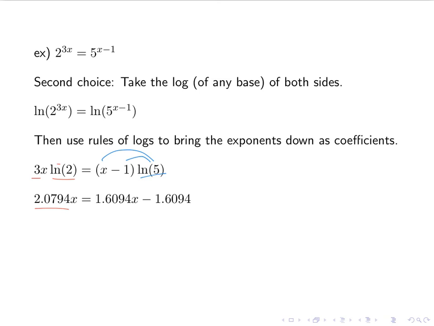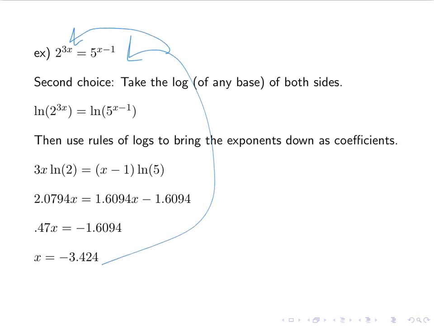I've got a bunch of decimals in there, so just be really careful about combining your like terms. So I'm going to bring the x over from the right to the left, and I'm left with 0.47x equals the negative 1.6094. Divide by 0.47, and we're getting x equals negative 3.424. Again, my final answer, I'm rounding to 3 decimals. In the middle, it's always at least one more. Okay, and again, you can go back and check your answer, which I highly suggest that you do.